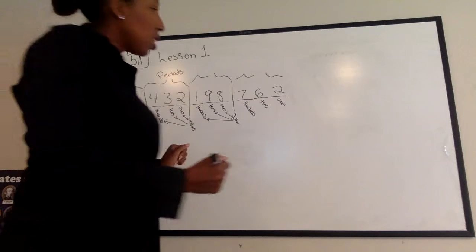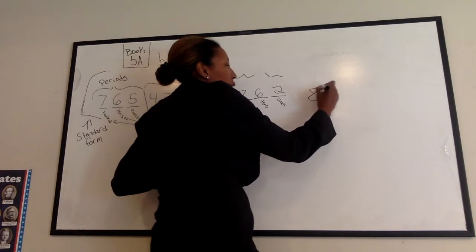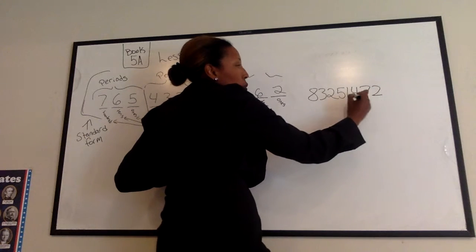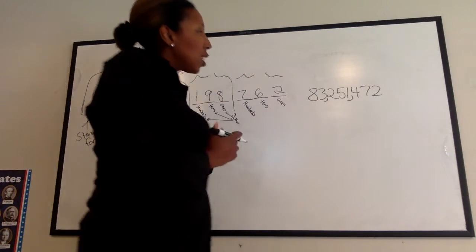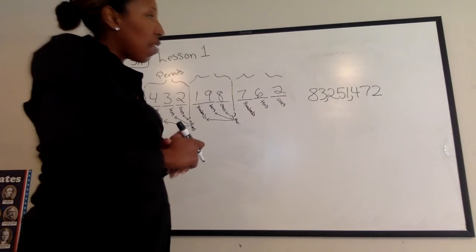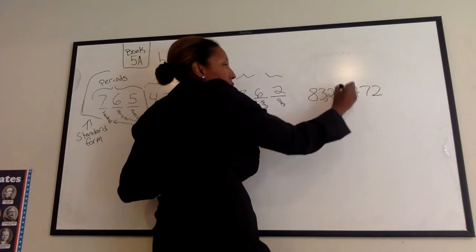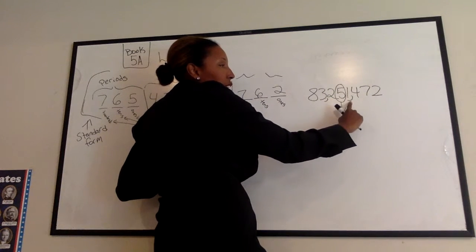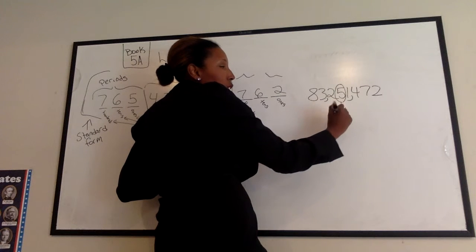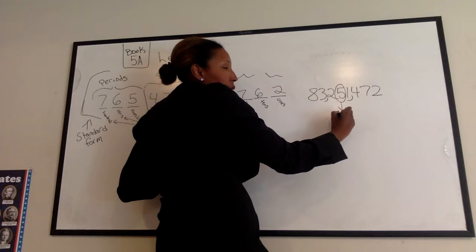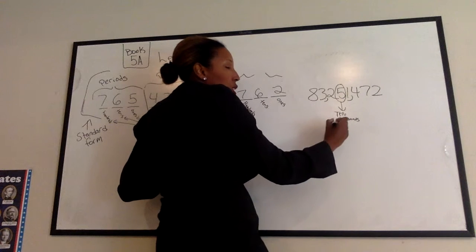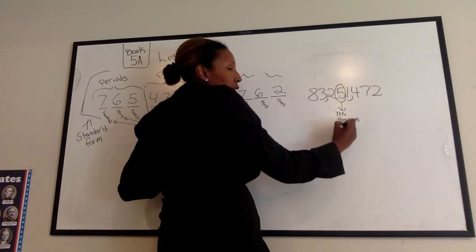Same thing with, let's do another one. If they give us a big number, let's say 8, 3, 2, 5, 1, 4, 7, 2. Okay. If they say, what is the value of the 5? Well, I'm going to find the 5, circle it, and say, well, I know this is ones, tens, hundreds, thousands, 10,000s. So you'd say it's in a 10,000 spot, or you can say it's 5 10,000.